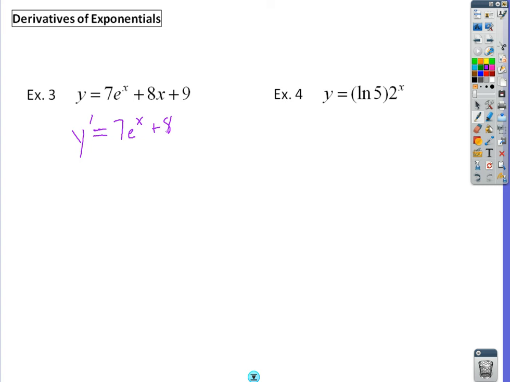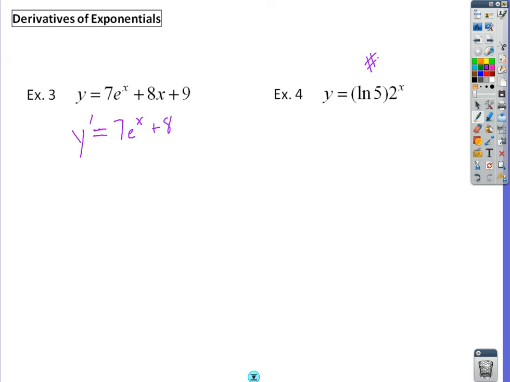Next, example 4. So what I've got going on here, now this is where you start getting that anxiety. There's a little anxiety when I look at this one. You need to hold that in. Why? Because it's natural log of 5. What the heck is that? Okay, it's natural log of 5. You got to just think of natural log of 5 as any number. So if it's any number, well, that's just like a constant.